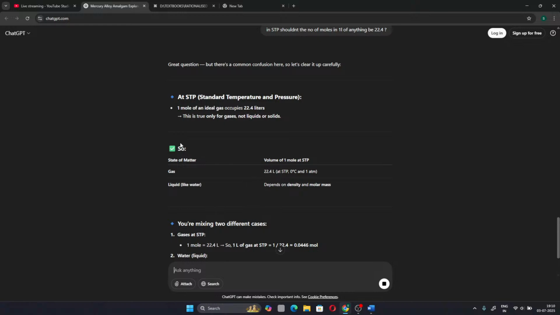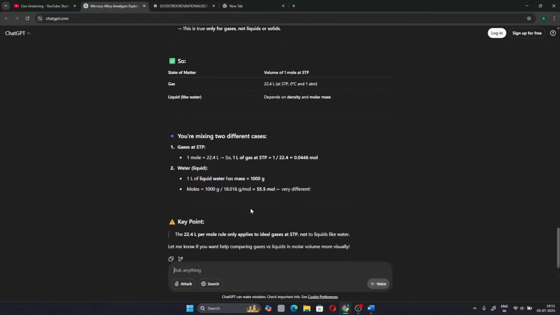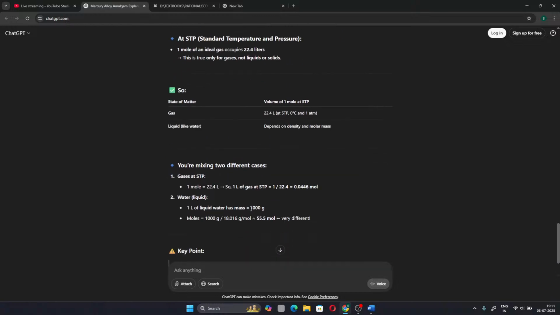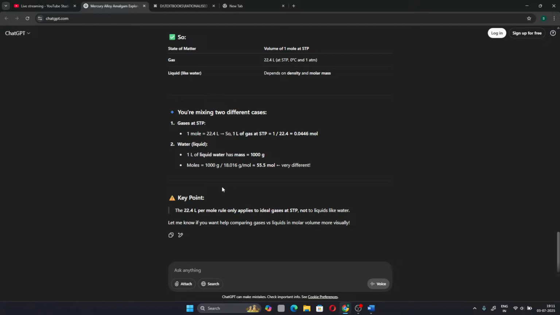Basically, it is not, okay, I was confused. It is 1 mole of ideal gas occupies 22.4 liters. Ideal, it's only for gases. 1 mole of gas occupies 22.4 liters and not 22.4 moles. And 1 liter of water has 1000 grams, approximately, which is 55.5 mole. Okay.